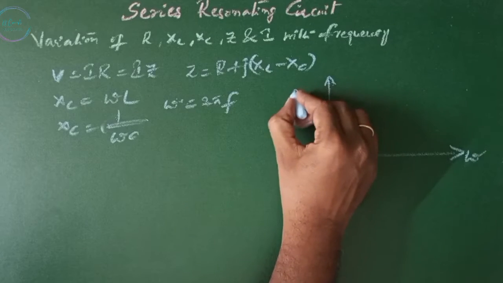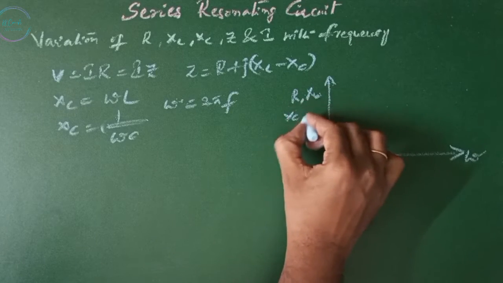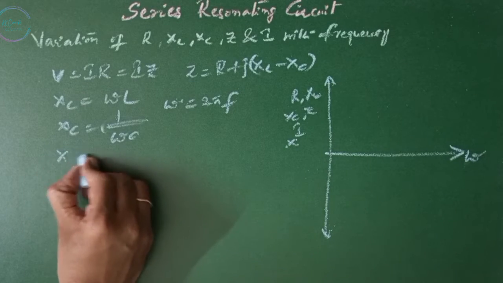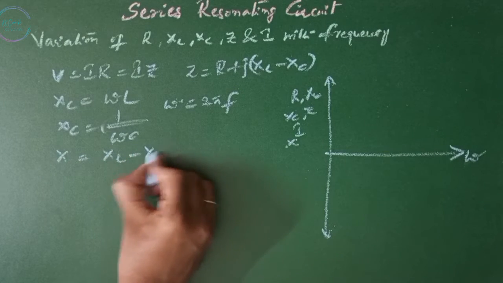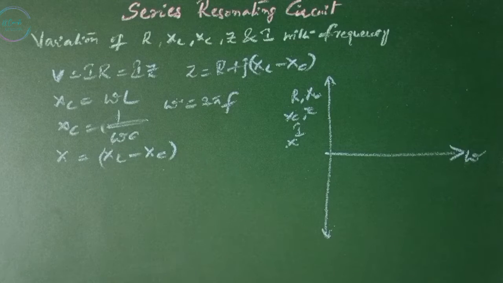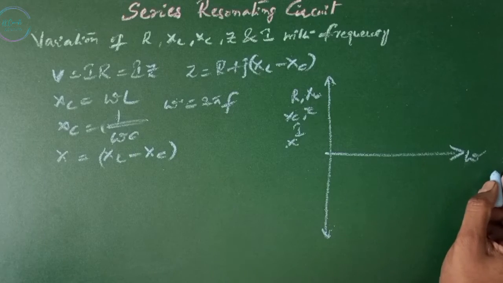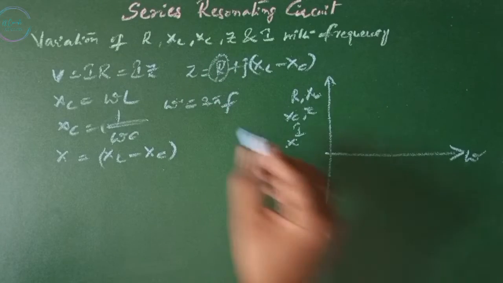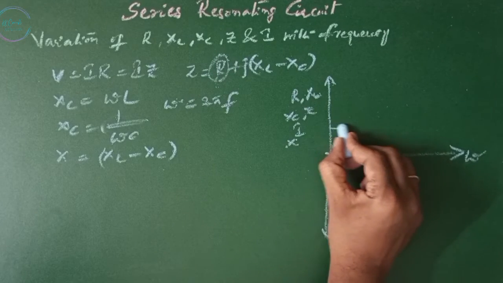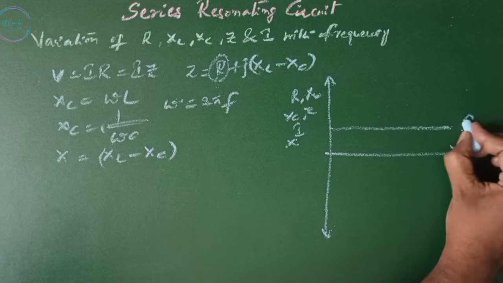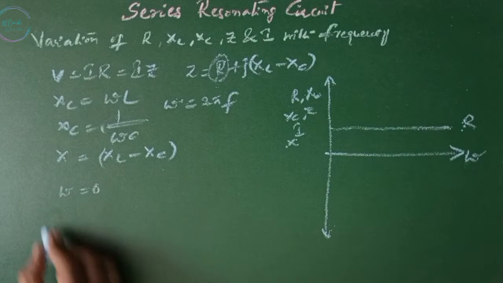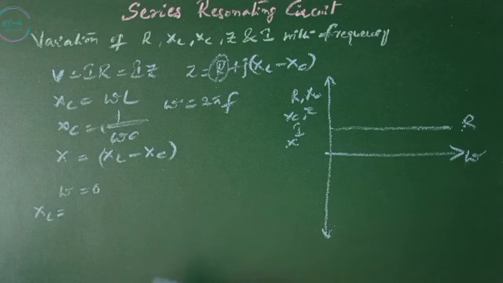Let us consider R, XL, XC, Z, I and X, where X is the reactance, which is nothing but XL minus XC, along the y-axis, and we'll consider omega along the x-axis. R is independent of omega and it is a positive value, so R will stay constant. XL is a positive value. When omega equals 0, XL equals 0.